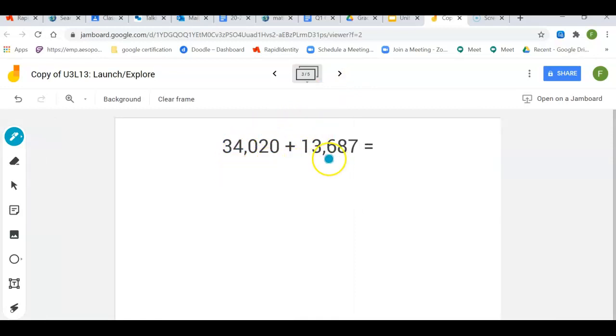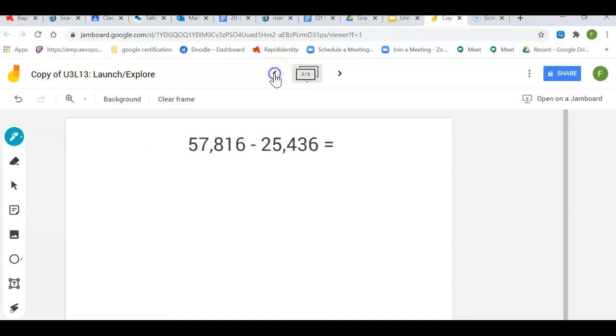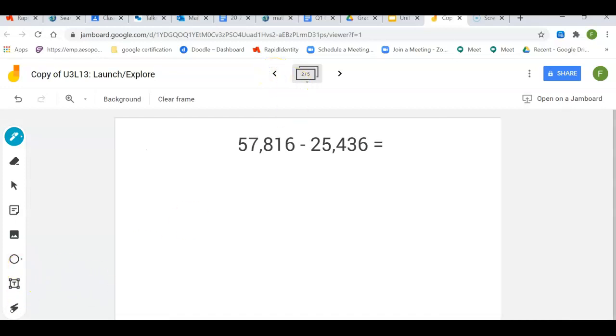34,020 plus 13,687. So I want you to write both of those down in your notebook and go on and use the standard algorithm to solve those as best that you can. All right, and I'll pause.